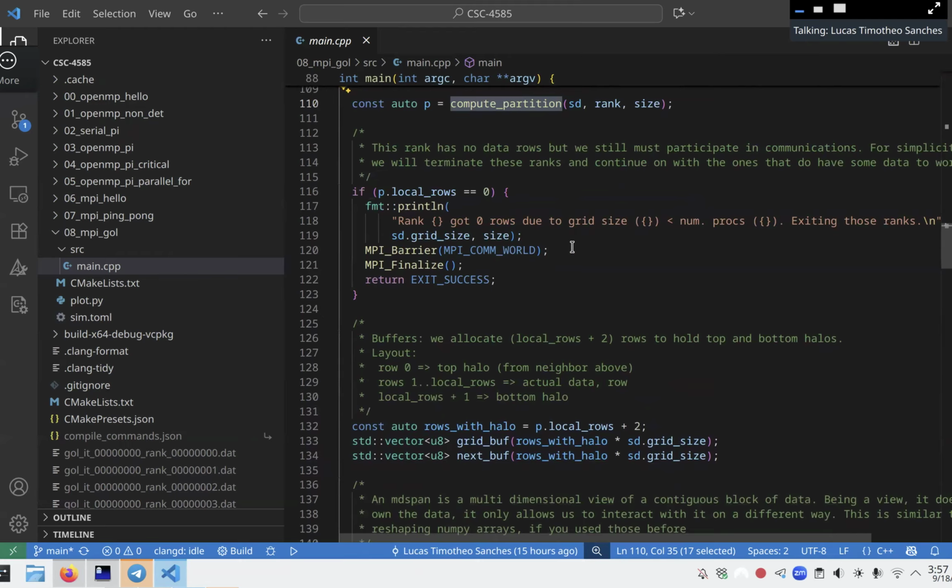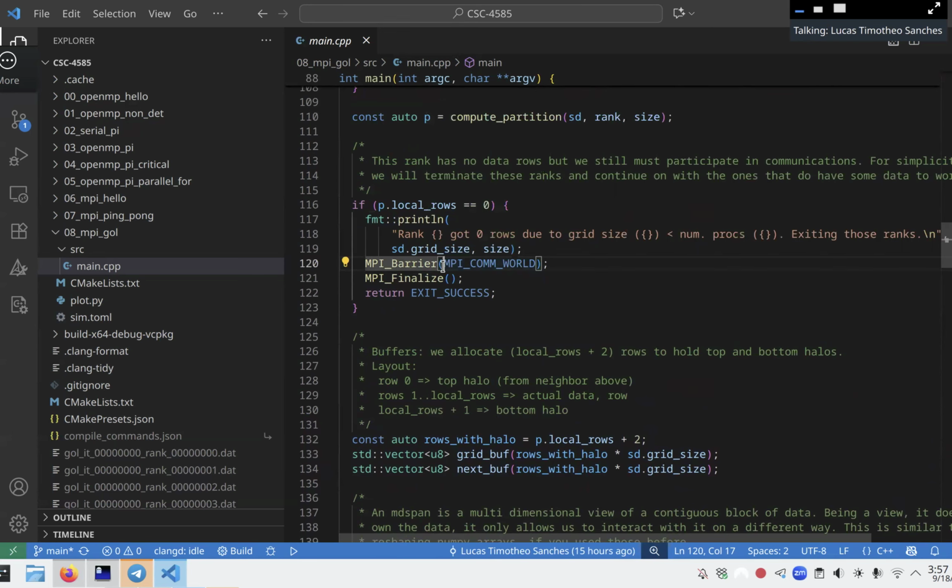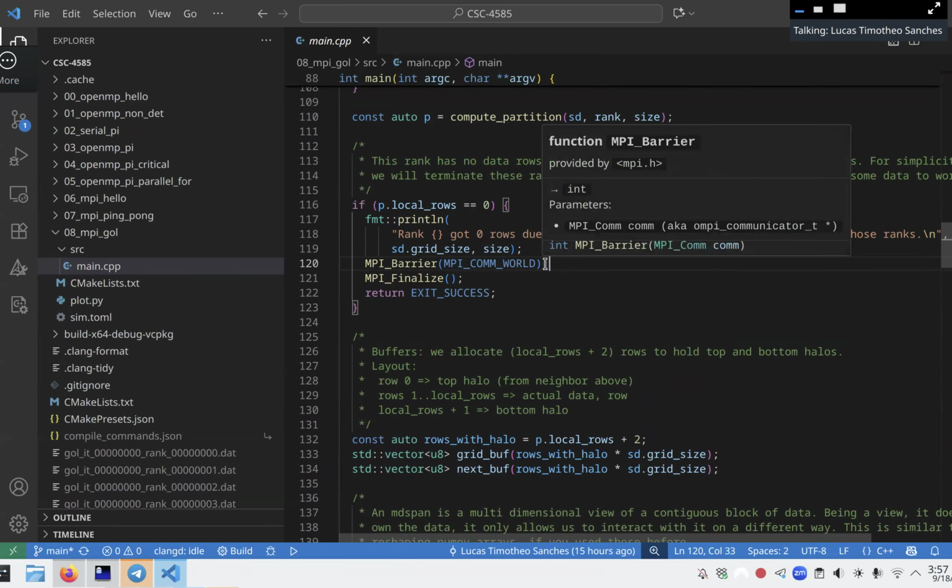This is just guarding against the possibility that some of the processes might be idle, depending on your configuration. If your grid is smaller than the number of processes, some of the processes are going to be idle. So what I'm saying here is, if you're a process and you're idle, just quit. Don't do anything.